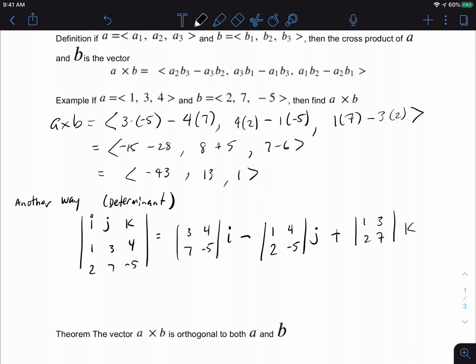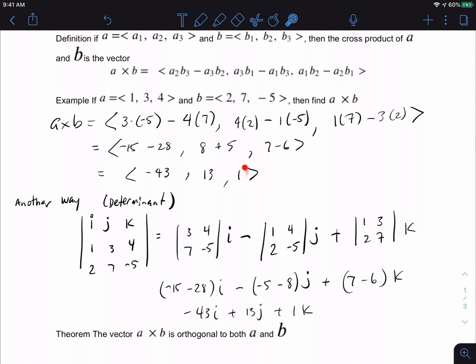So what I'm going to end up with is, if you remember the minors, the determinant is this times this minus this times this. So I'm going to get negative 15 minus 28 i, and then 1 times a negative 5 minus 8, that's my j, and then plus, I'm going to get 7 minus 6, that's my k, and so we see we're going to get negative 43i plus 13j plus 1k. And that is the same vector as the one before. Now remember, that represents i, that's j, and that's k. So this and this are in fact the same.